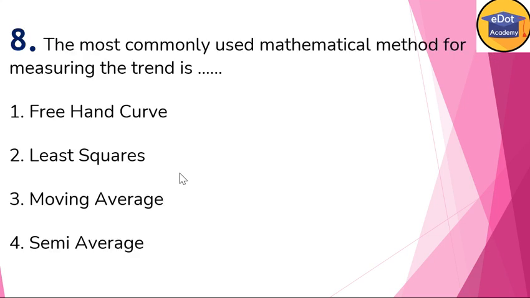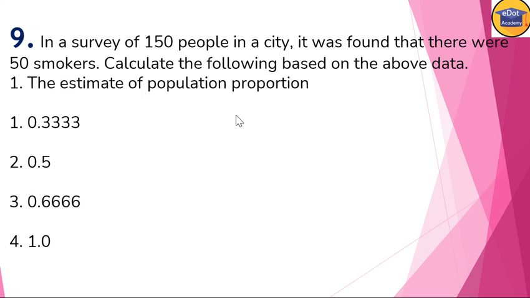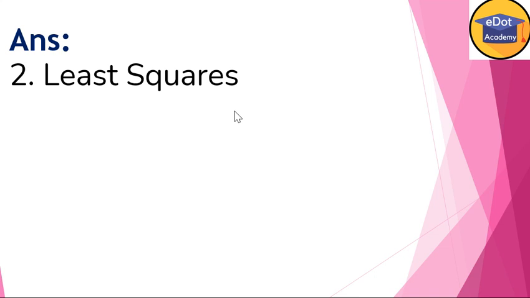Now question number 8. The most commonly used mathematical method for measuring the trend is, you must remember, the least square method. So option 2 is correct here. Some of the questions are very direct, so you can remember the answer directly. The most commonly used mathematical method for measuring the trend is always the least square method. Okay, so option 2 is correct here.